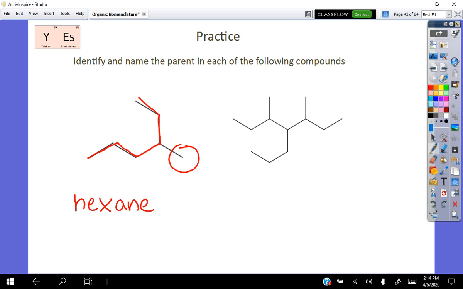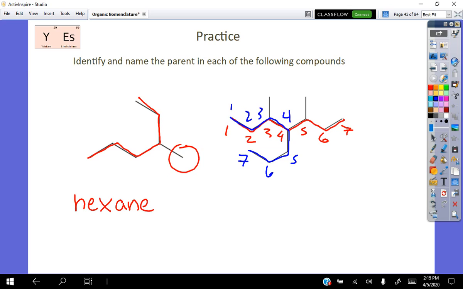If I go through and try this on the next one, I see this chain going through the center. That is 1, 2, 3, 4, 5, 6, 7 carbons long. Let's see if there are any other options. If I went down, I would go 5, 6, 7 as well. I should change the color on that, I'm sorry. I could also go 5, 6, 7. 1, 2, 3, 4, 5, 6, 7 that way.